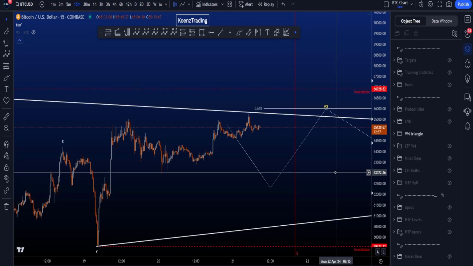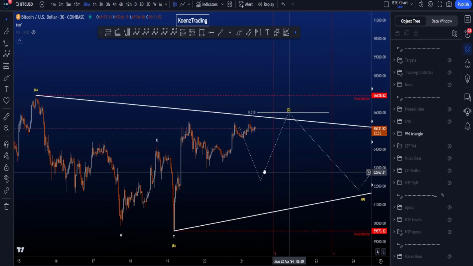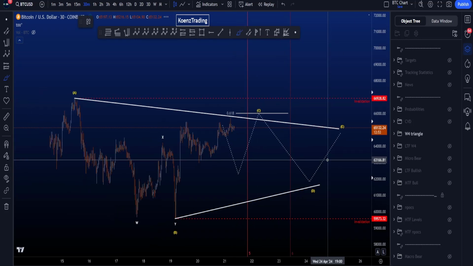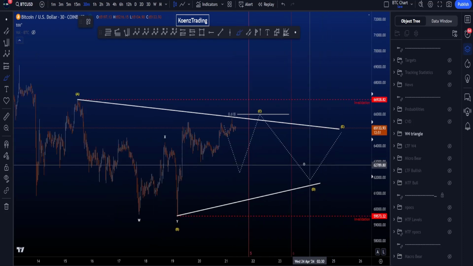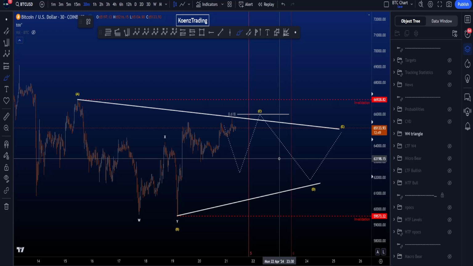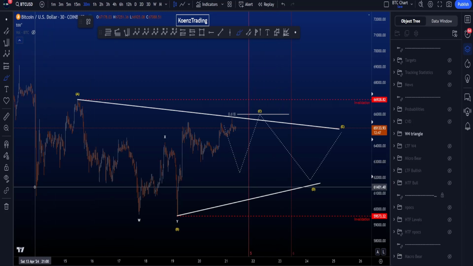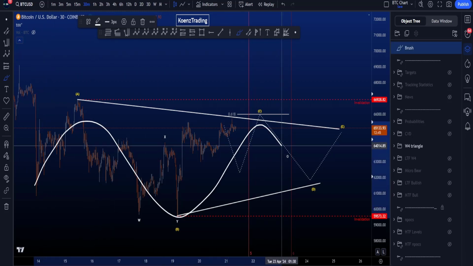Alternatively, we have a very ugly structure, which is this triangle over here. Now, this definitely does not have the highest probabilities, but as an Elliott Wave analyst, we always need to have a bullish and bearish scenario. So here we then have in our wave 4, a wave A, B, C, D, E.